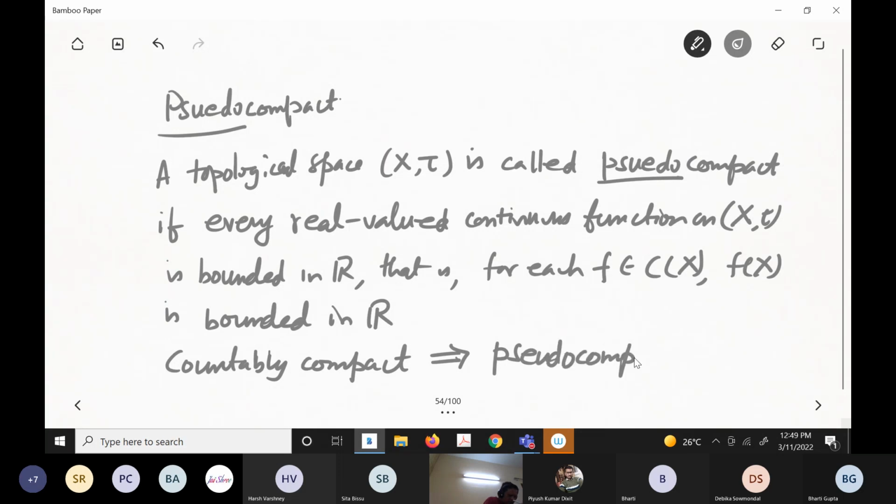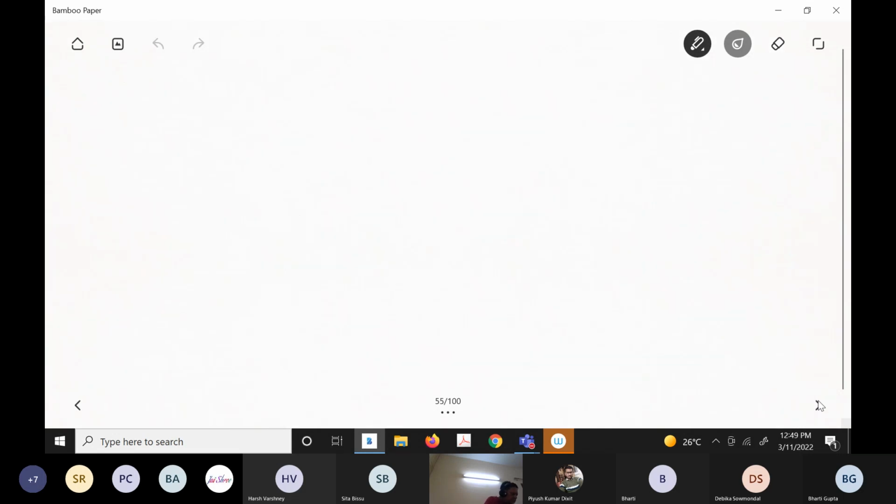But I think I have taught. Again, I'm telling you pseudo compact. Okay, and how to prove that? Now look, if you have a countably compact space X star, the continuous image of a countably compact space is countably compact, and the continuous image of a pseudo compact space is pseudo compact. So X star, if you suppose it is countably compact.